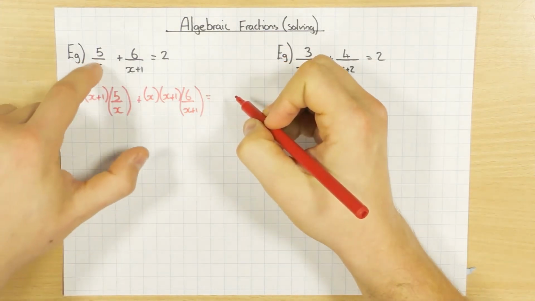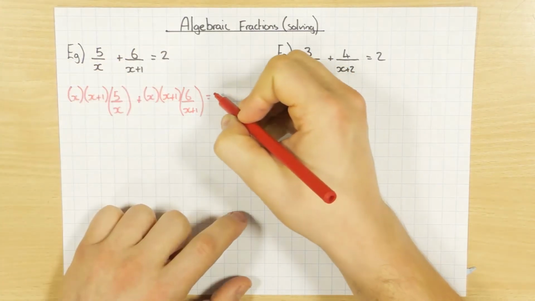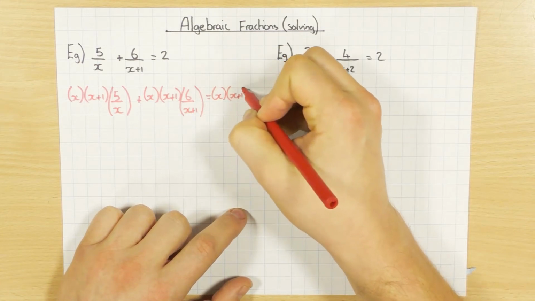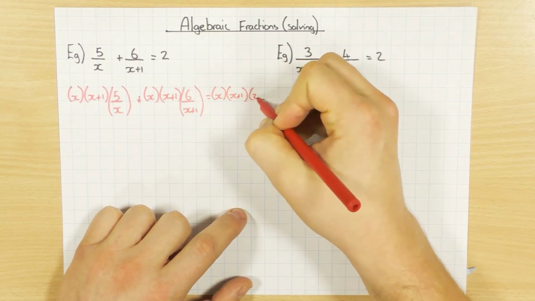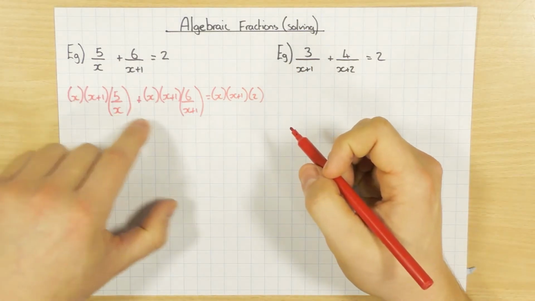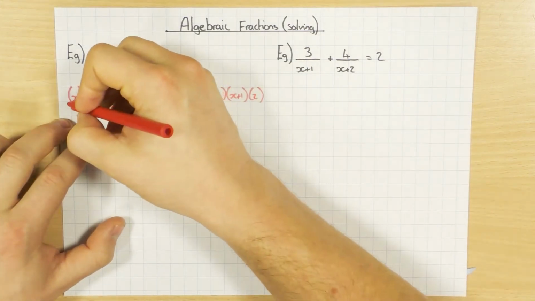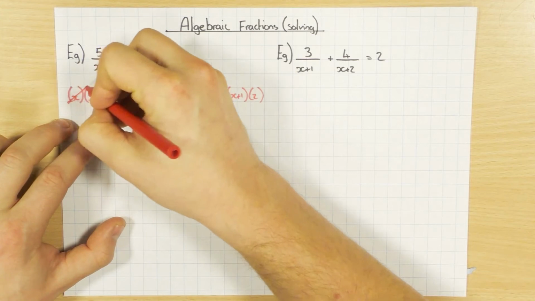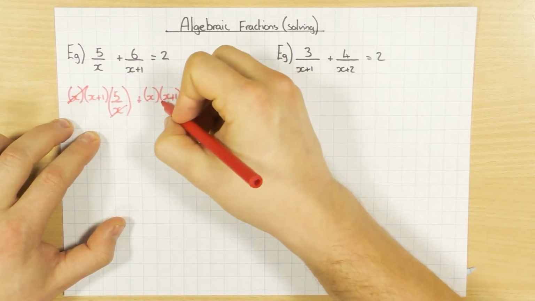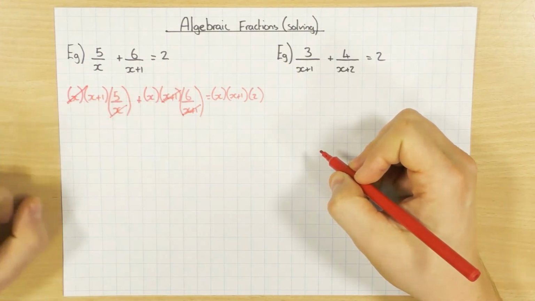And because I've times that by x and x plus 1, that by x and x plus 1, don't forget you also need to times that by x and x plus 1 as well. So times everything by the same thing to keep it equal. Okay? And the reason why we do that is, as I said before, then we can cancel out the denominators. So here I'm timesing by x and dividing by x, so they will actually cancel out. And here I'm timesing by x plus 1 and dividing by x plus 1. So again, they will cancel out. Because if you're timesing by something and dividing, they cancel each other out.